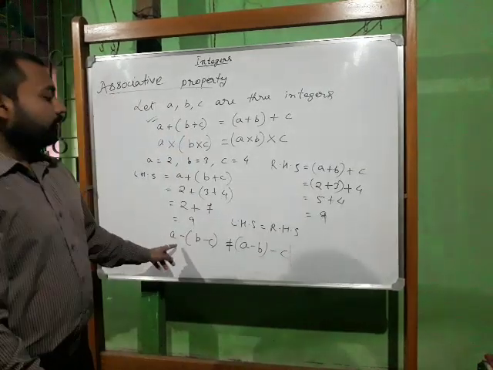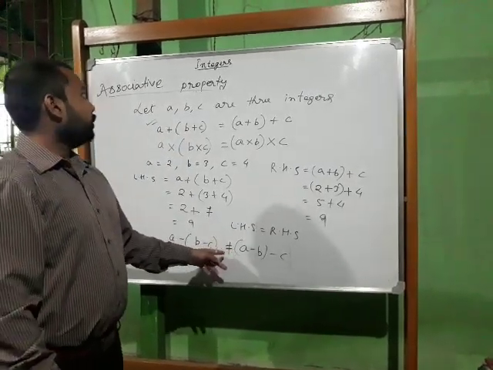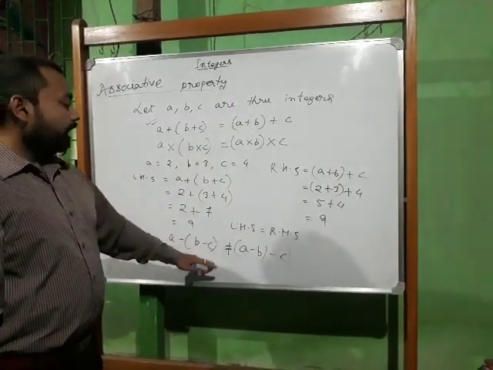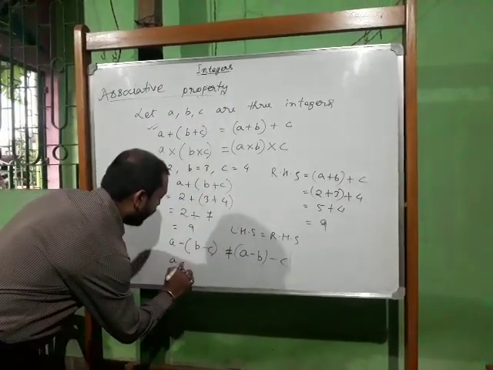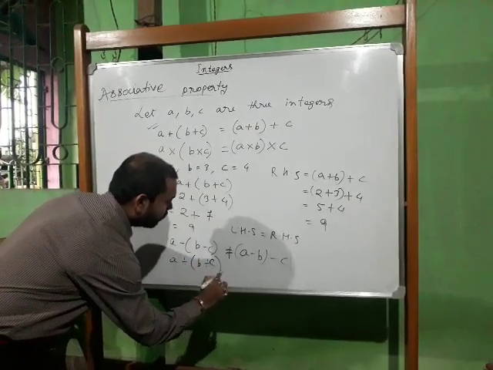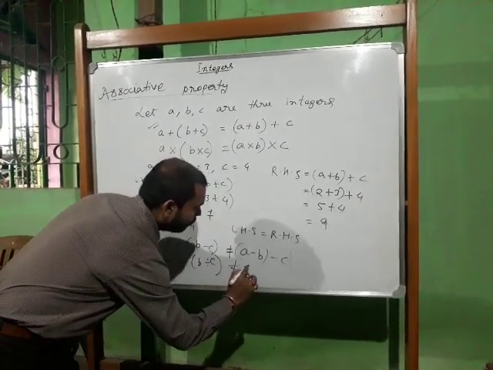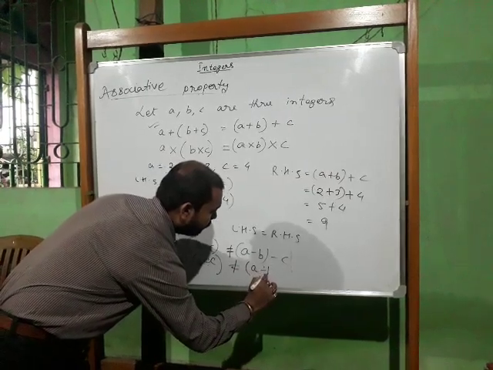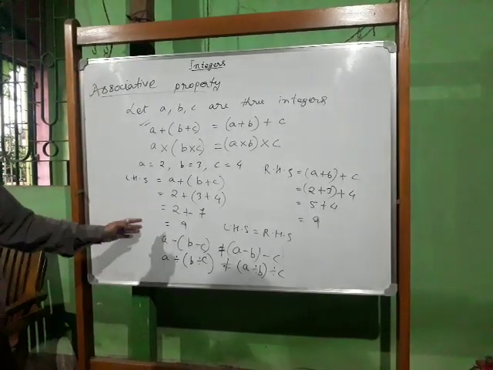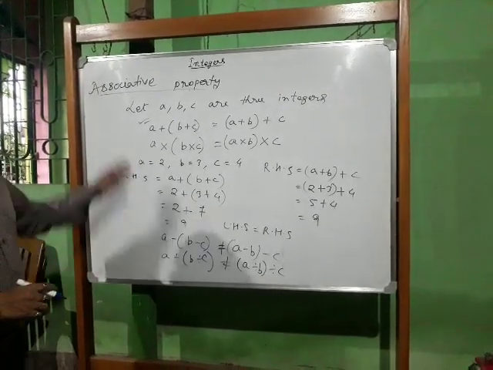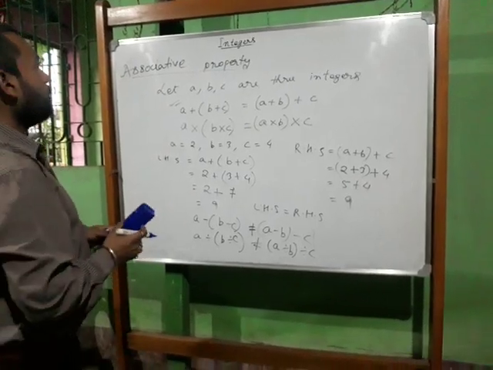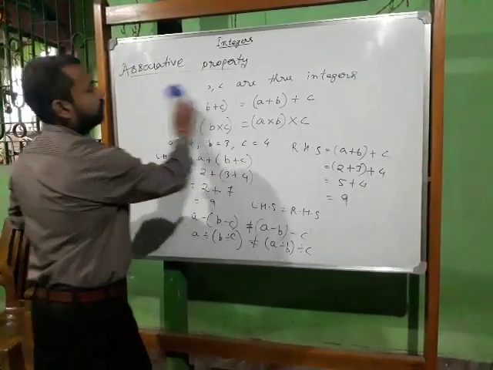So division doesn't follow the associative property. This is subtraction. Similarly, we can write for division also: (a divided by b) divided by c is not equal to a divided by (b divided by c). So subtraction and division do not follow the associative property. Now the last property, that is the distributive property.